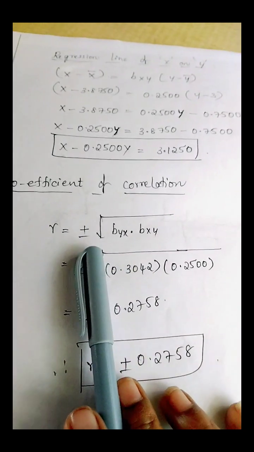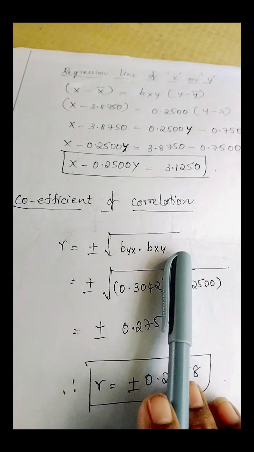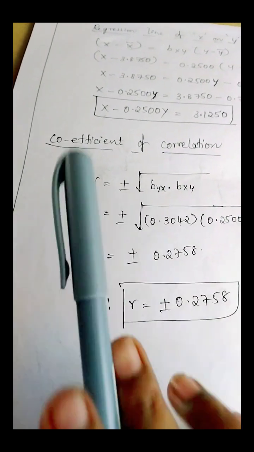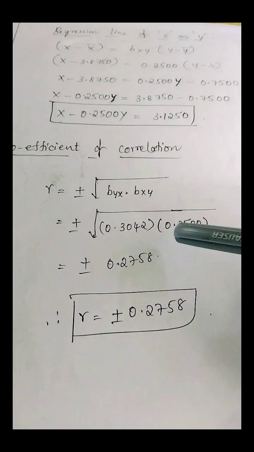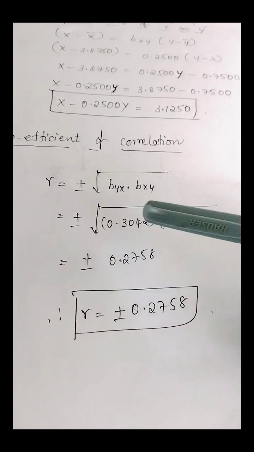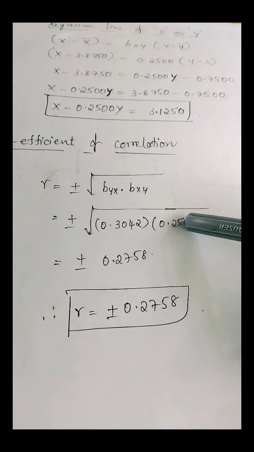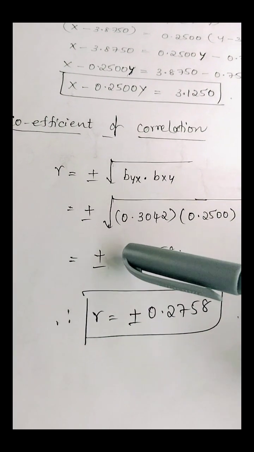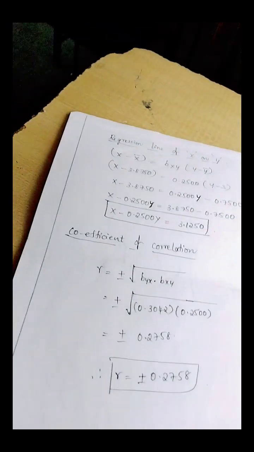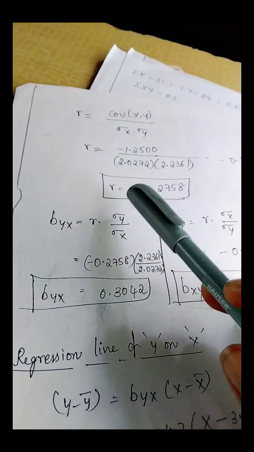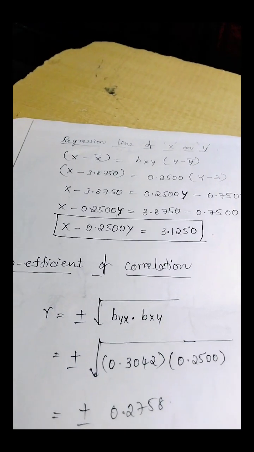Now, in the question they ask you to find out the coefficient of correlation. The formula for r is equal to plus or minus square root of Byx into Bxy. The square root of the product of the regression coefficients is taken. By substituting both of those, you got the value of small r as plus or minus 0.2758, which is the value of small r. With that, the regression problem is completed.